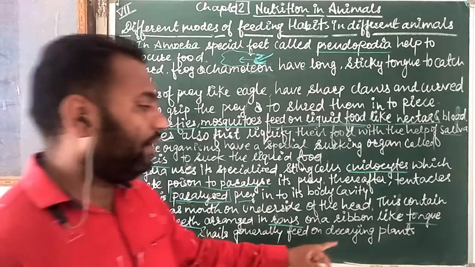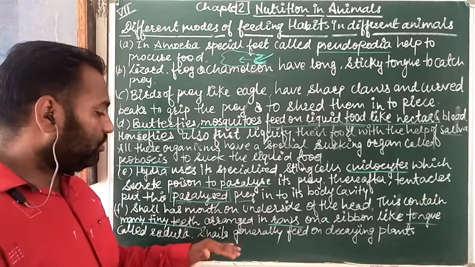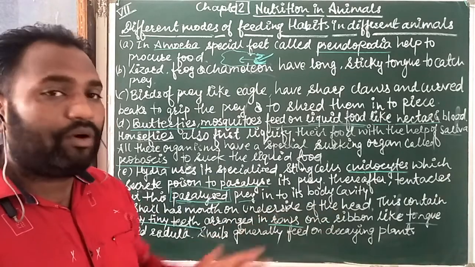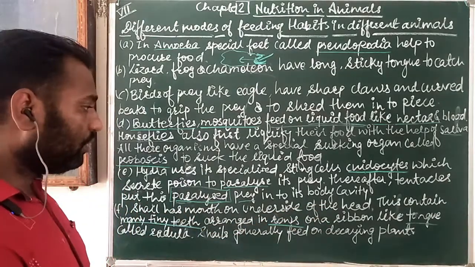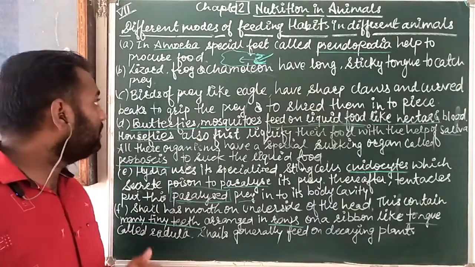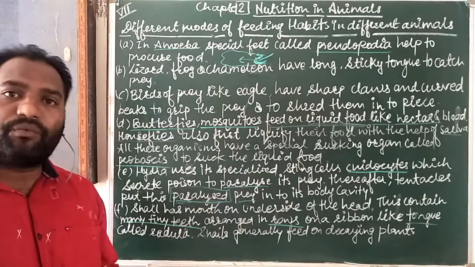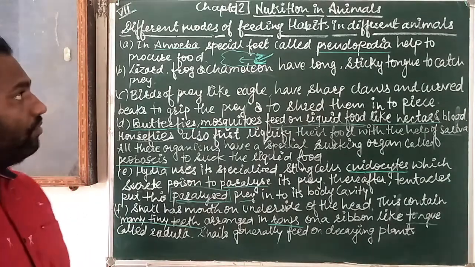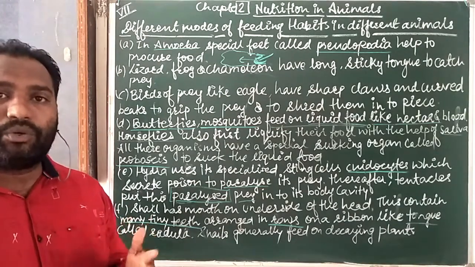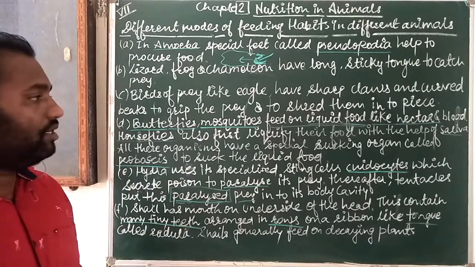Snails generally feed on decaying plants. It means their food is in the form of decaying plants. Okay. So you have already seen some five or six points to understand the different animals' feeding habits. That means how they catch the prey or take the food, and how they digest it inside their body. Understood?